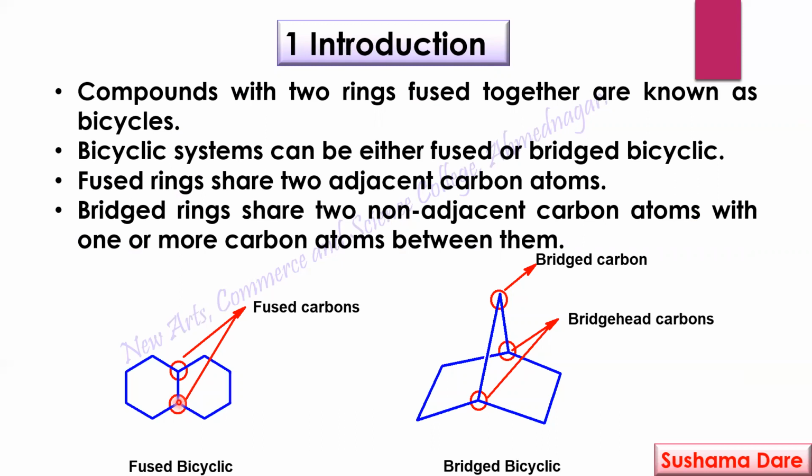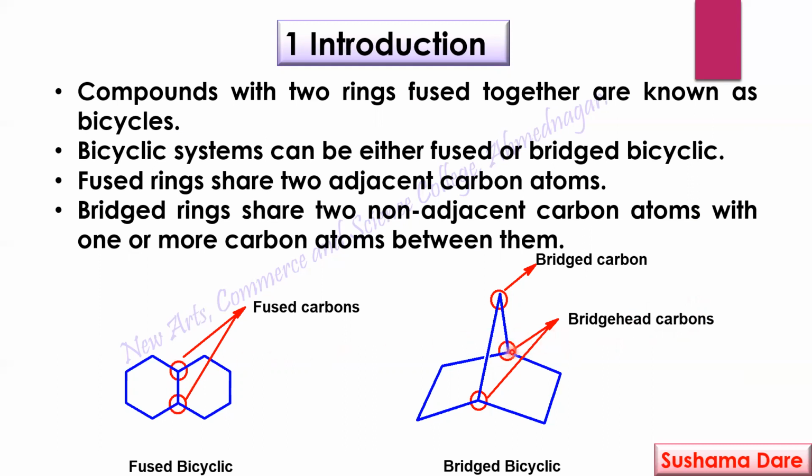So the definition of the fused ring system is when two rings are fused with each other, the adjacent carbon atoms are shared between these two rings. That is, the two rings are fused by adjacent carbon atoms. But in the bridged bicyclic system, these two carbon atoms are called the bridgehead carbons, from where we can start the next ring. In the same way, the fused carbons are also called that.